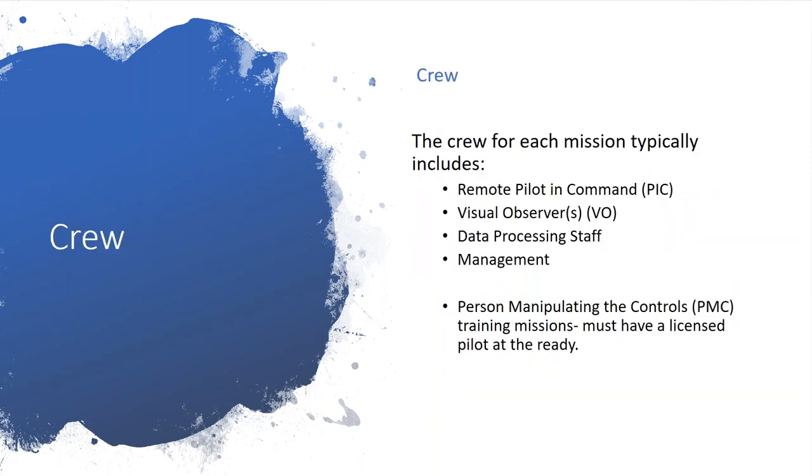For our crew, we typically have 2 to 3 people on a crew. We have to have a minimum of 2 folks. That would be the remote pilot in command, which in the case of the Division of Water, I'm the only licensed pilot in command right now, so I fly all the missions.